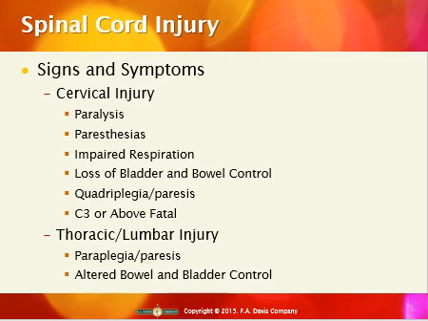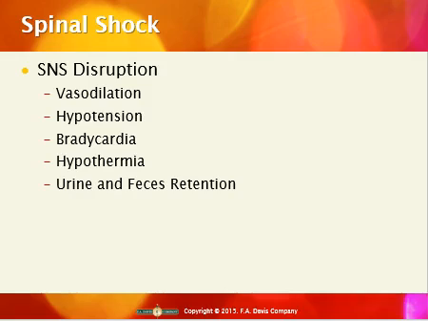Thoracic and lumbar injuries can cause paraplegia or paralysis. They may also have altered bowel and bladder control. Immediately after the injury, the cord below the injury stops functioning completely. This causes a disruption in the sympathetic nervous system, resulting in vasodilation, hypotension, and bradycardia. This is called neurogenic or spinal shock.